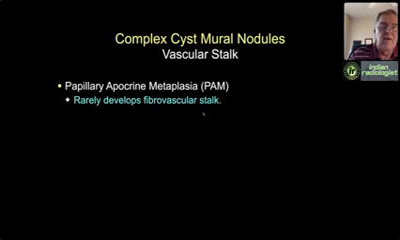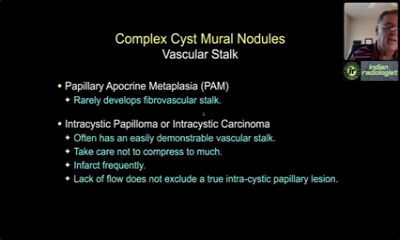Now, apical metaplasia, unless it develops on a pre-existing papilloma, which it can, but apical metaplasia alone is only 2 cells wide. It gets all of its nutrients and gets rid of all of its wastes simply by passive diffusion through the fluid. It does not develop a vascular stalk. On the other hand, intracystic papilloma and intracystic carcinoma are amongst the most vascular things in the breast. So it's often very easy to demonstrate internal vascularity within a papilloma and or carcinoma.